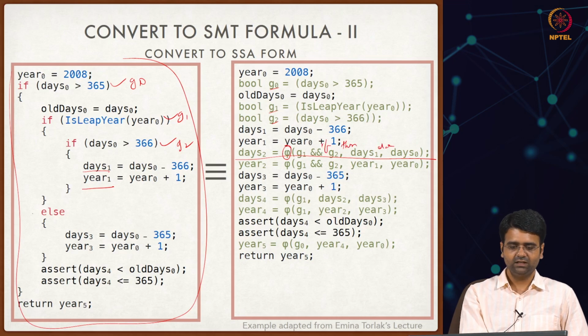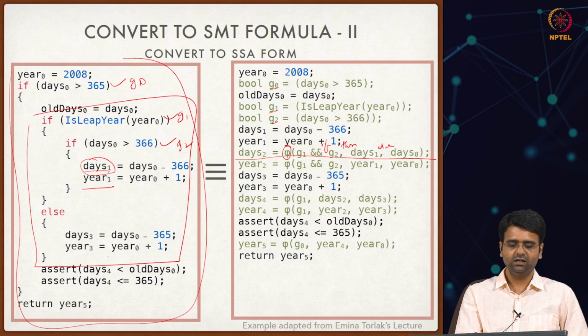So what that means is, we are looking at this particular days 1 assignment, and after you execute this whole block, what will be the value of the days variable? We are saying that if both G1 and G2 are true, then the value of days 2 is going to be days 1, otherwise it is going to be days 0. So this days 1 assignment only happens if both G1 and G2 are true. Similarly, year 2 is equal to the same thing, phi of G1 and G2, year 1 comma year 0. So if G1 and G2 are true, then year 2 is assigned year 1, otherwise it is assigned year 0.